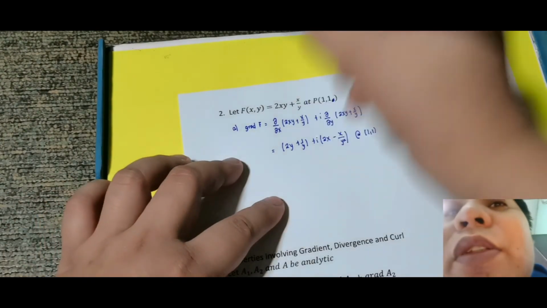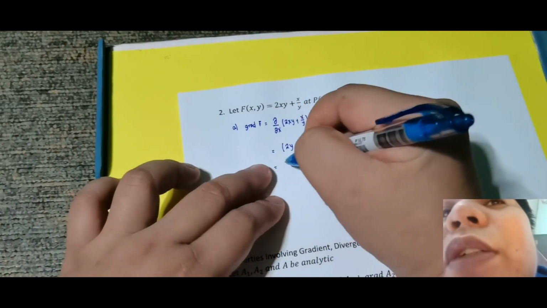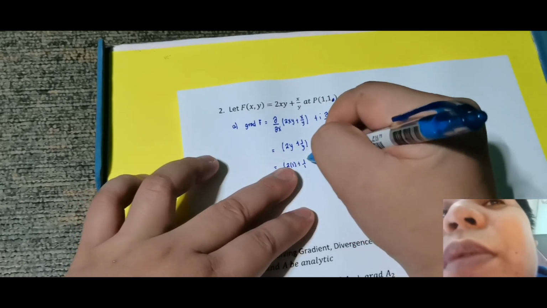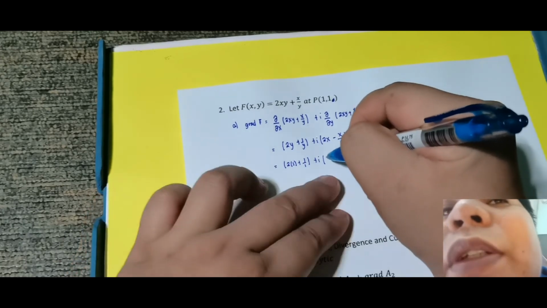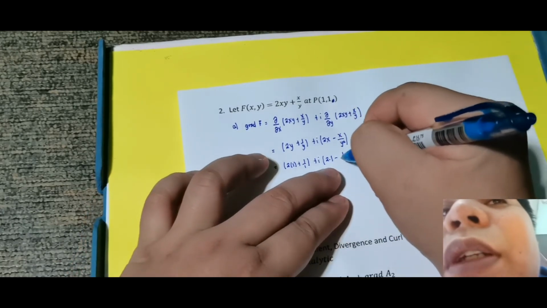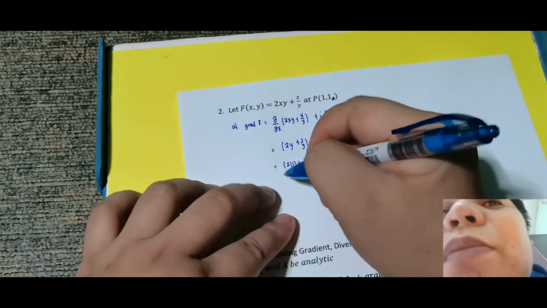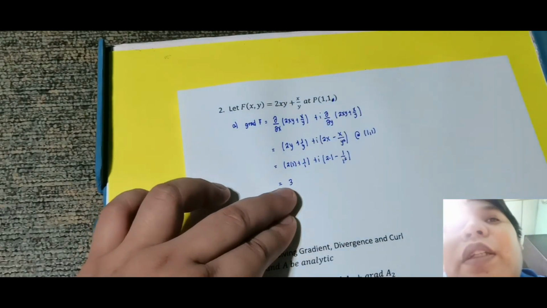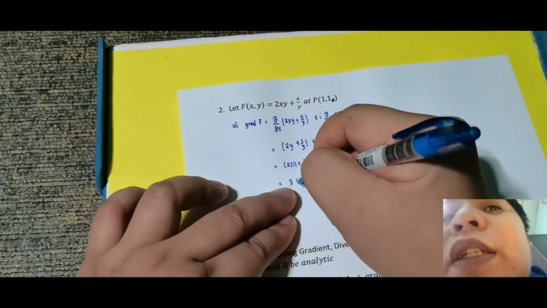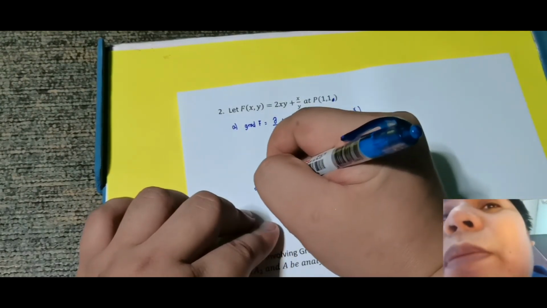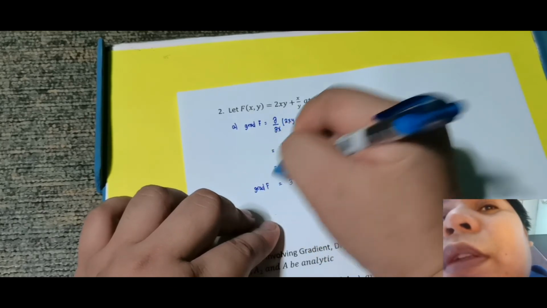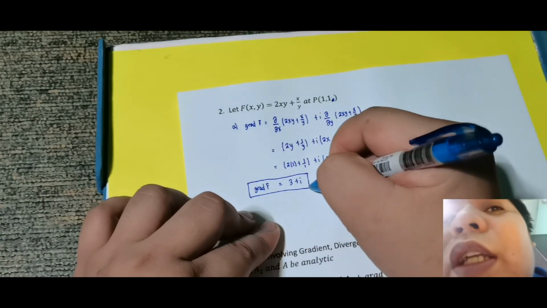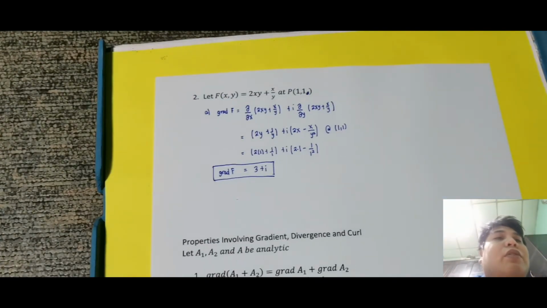Papalitan natin ng value yan. So the gradient of f, so this is equivalent sa 2 times 1 plus 1 over 1 plus i times 2 times 1 minus 1 over 1 squared. So simplifying, that is equivalent sa 2 plus 1, that is 3. Okay, then 2 minus 1, that is 1, so that is plus i. So this is the gradient of f at (1, 1), which is equal to 3 plus i. Okay, so ganun siya kasimple.